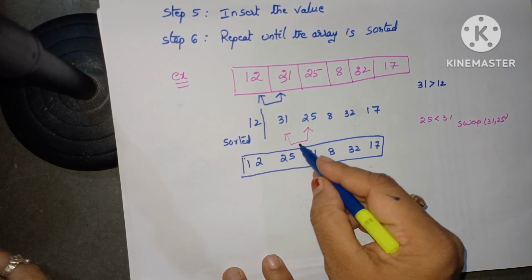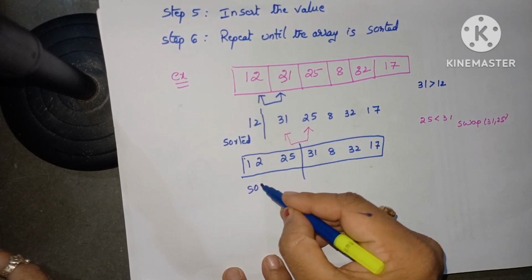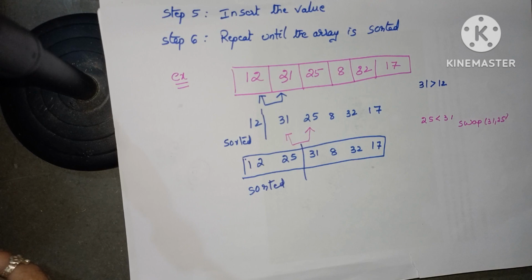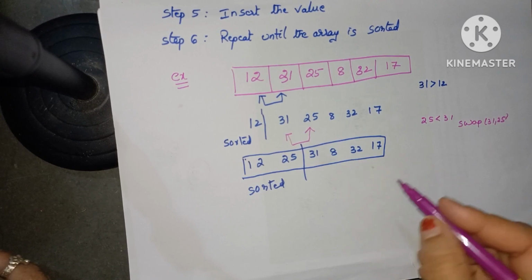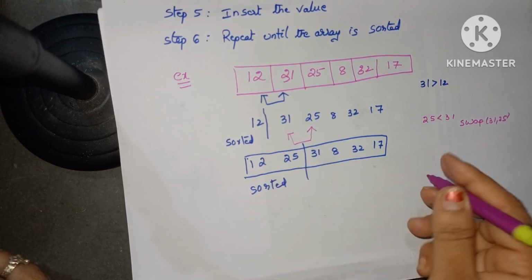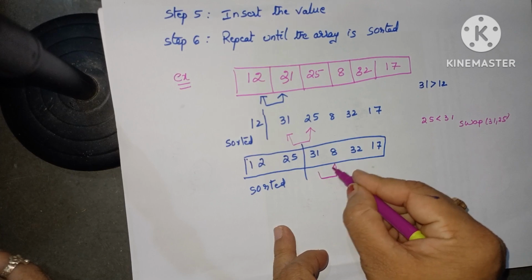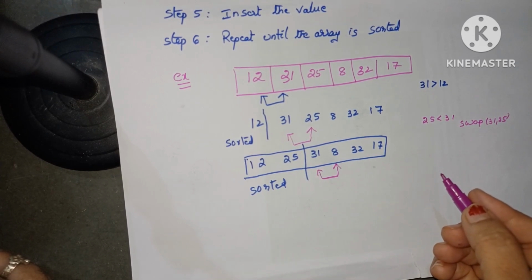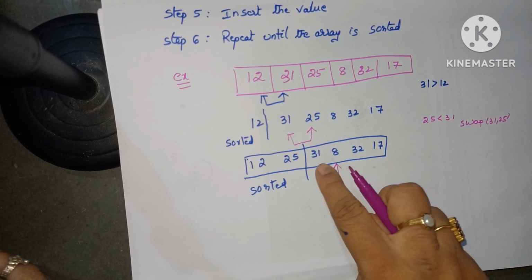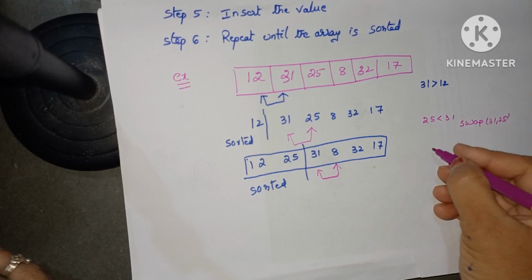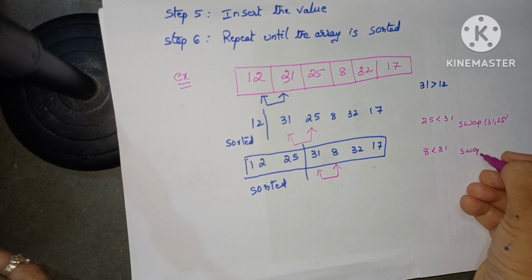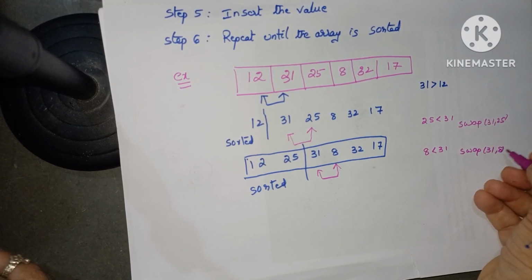Now we consider these two as sorted, because 12 and 25 are already in the same position, so no problem. 12 and 25 are in the sorted order. Now we compare the next two elements. Since 12 and 25 are already sorted, move to the next two elements, 31 and 8. Here 31 and 8 are not in sorted order, because the first element is greater than the next element. 8 is smaller than 31, so just swap it, 31 and 8.